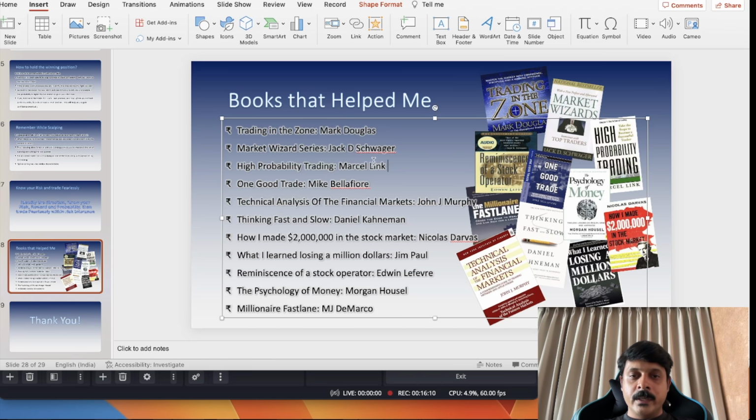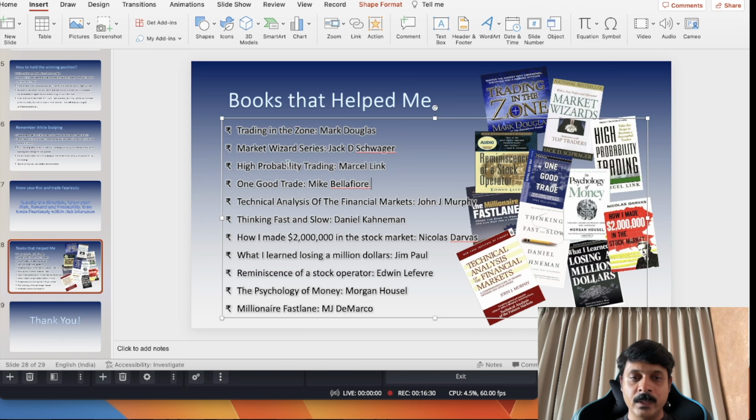And Marcel Link's High Probability Trading, and One Good Trade by Mike Bellafiore. These two books talk about the nuances of a lot of trading, intraday trading and other things. Really good ones. You can learn a lot about some of the strategies and some of the intraday trading styles and other things.